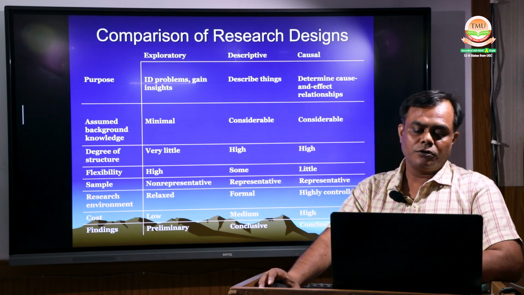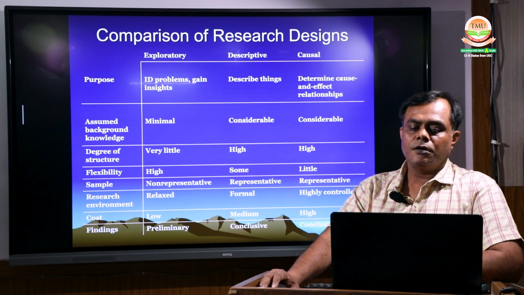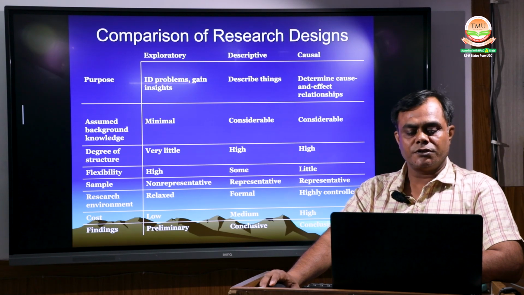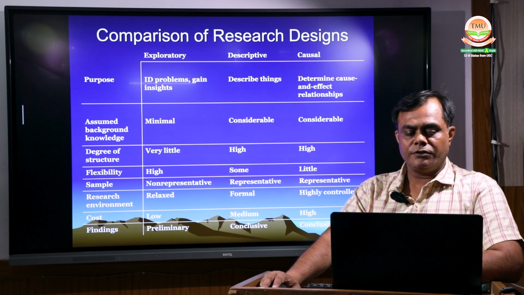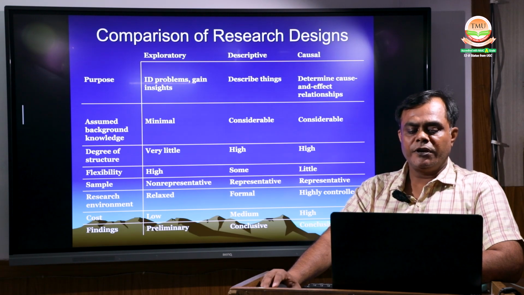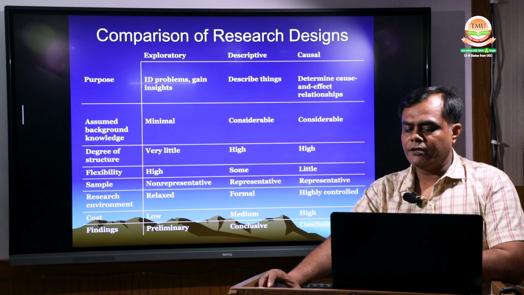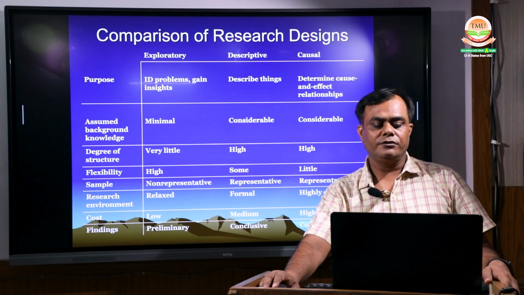On the basis of cost, exploratory research is very low cost. Descriptive research is medium cost, and causal research is a very high cost research. On the basis of findings, exploratory research gives preliminary findings, descriptive research gives conclusive findings, and causal research gives conclusive findings.